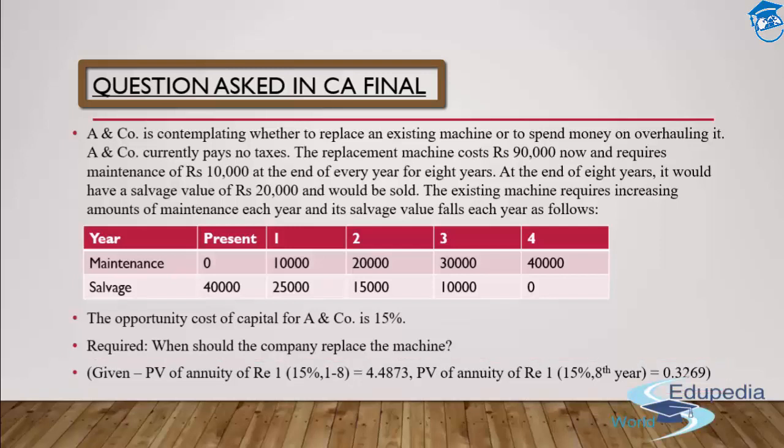So what you need to understand in this particular question, guys, is the replacement costing. The new machine will cost me 90,000 rupees, and I need to provide for maintenance of rupees 10,000 each year for the next 8 years. That is static in this case. After a period of 8 years, my new machine will have a salvage value of rupees 20,000, and it will be sold, done, sorted.